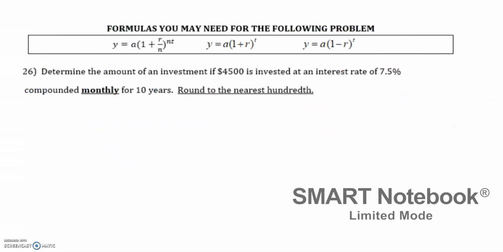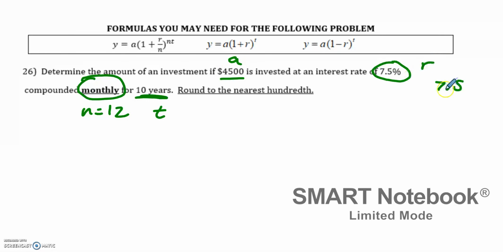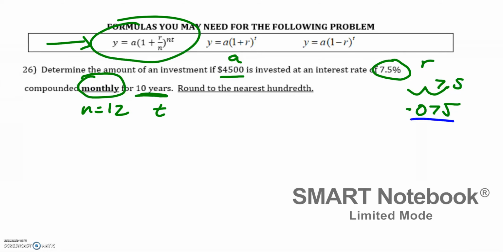Last but not least, a little bit of exponent stuff, more exponents. Determine the amount of investment of $4,500 if it's invested at a rate of 7.5%, compounded monthly. What this means is you have 12 times a year, and that means that n is 12. The 10 is the time. This is the A starting value, and 7.5% is the rate, but we write it really as 0.075. So this is the equation we'd have to use.